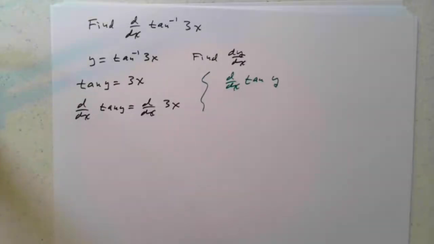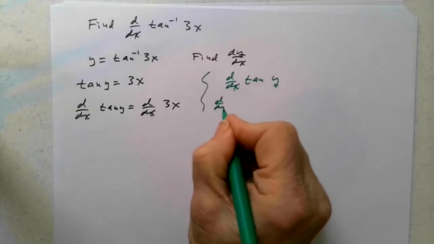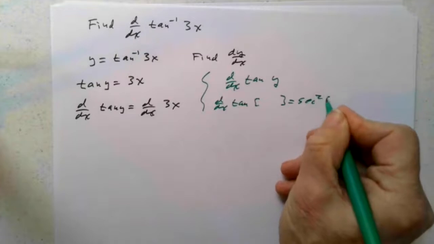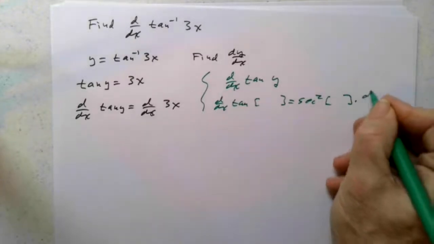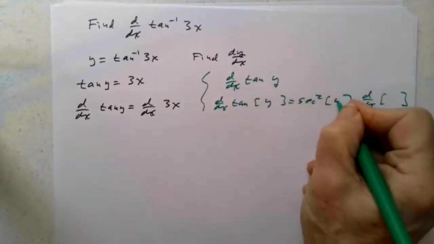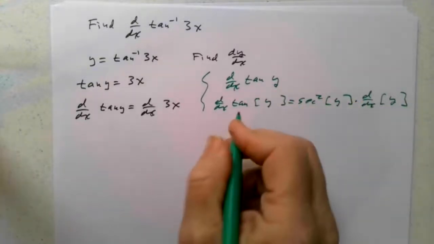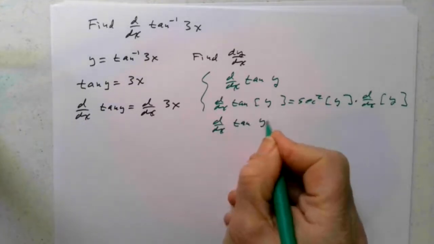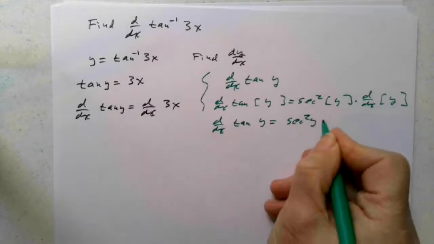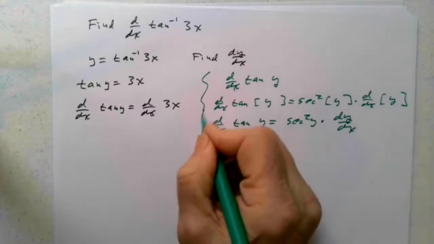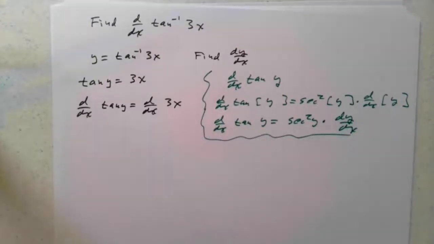Remember, the derivative of tangent of something is secant squared of something times the derivative of the something. We write that down. The derivative of tangent of something is secant squared of something times the derivative, in this case d/dx, of the something. But our something here is y. So the derivative with respect to x of tangent y is secant squared y times the derivative with respect to x of y, which is dy/dx, and that is what I want to solve for.